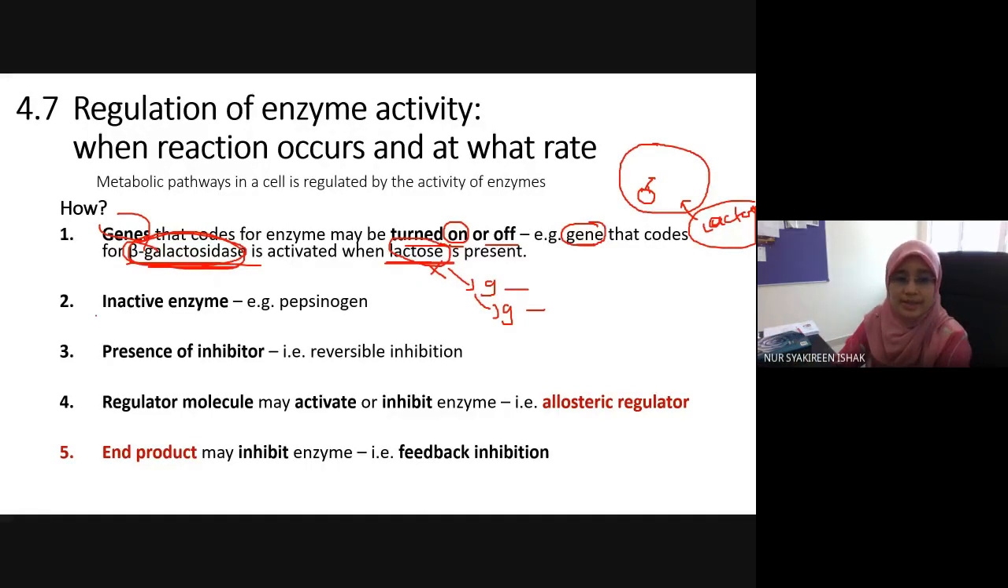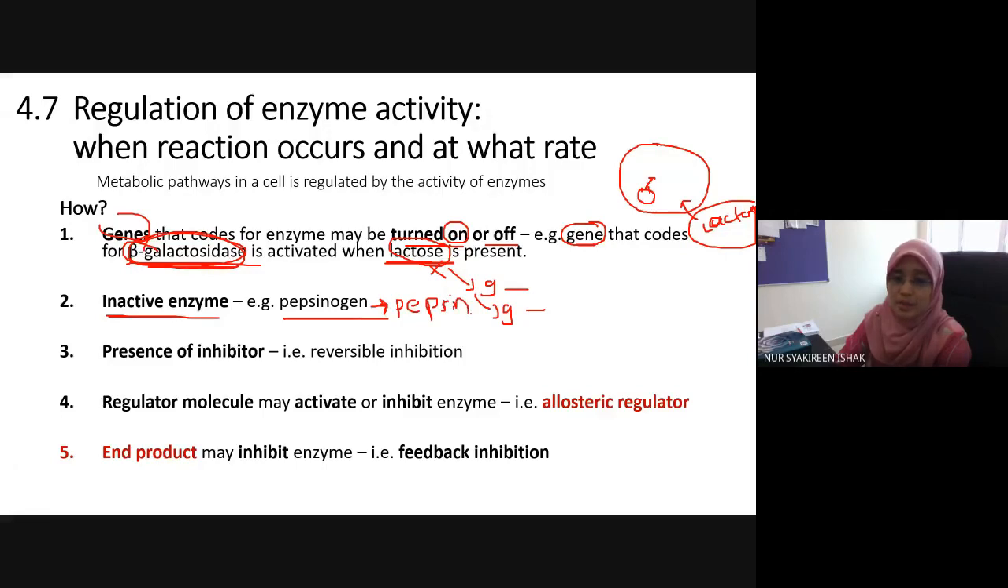Okay, so the second example is the inactive enzyme. An example of an inactive enzyme is pepsinogen. Pepsinogen is an enzyme produced by your stomach, but pepsinogen here is inactive. In order to activate the enzyme, the stomach has to produce hydrochloric acid. Why does the stomach produce hydrochloric acid? It is to activate pepsinogen so that it becomes the active form, which is pepsin. The active form of pepsinogen is pepsin.